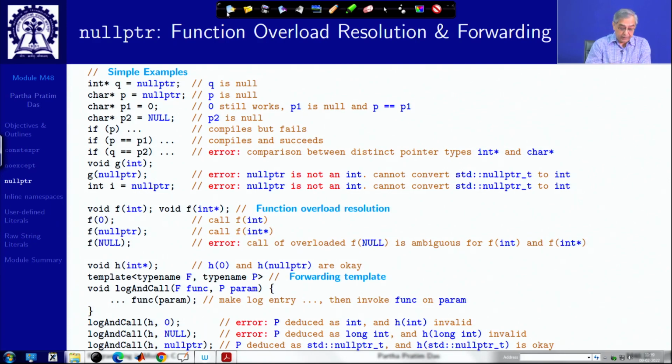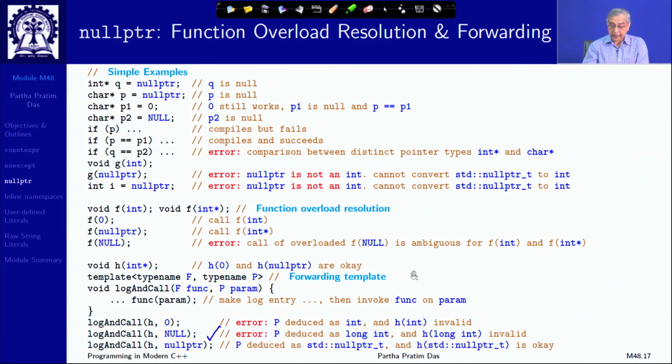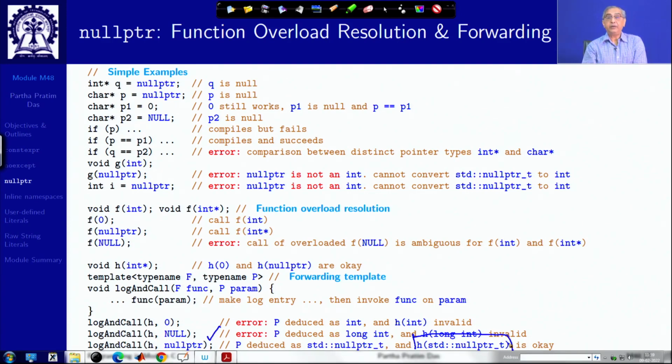But if I call this with null pointer, nullptr, then it correctly succeeds, because then param is deduced as nullptr_t type, and therefore, H is of this std::nullptr_t type that you are trying to call, and you have int star which we said can automatically convert. So, this function matches and the template will get forwarded easily, right.